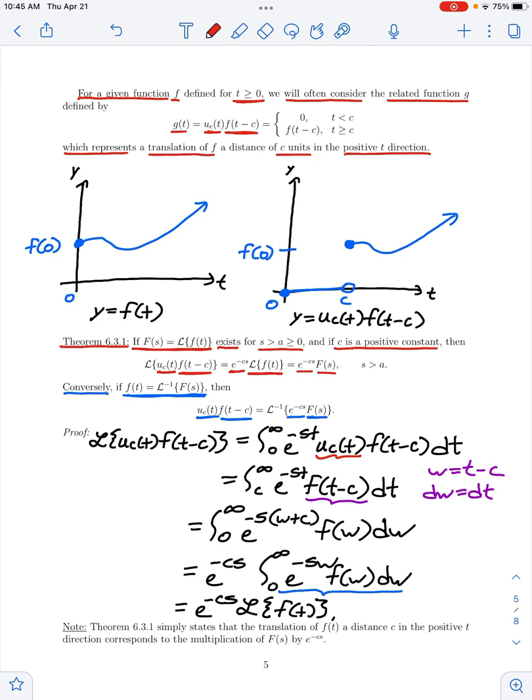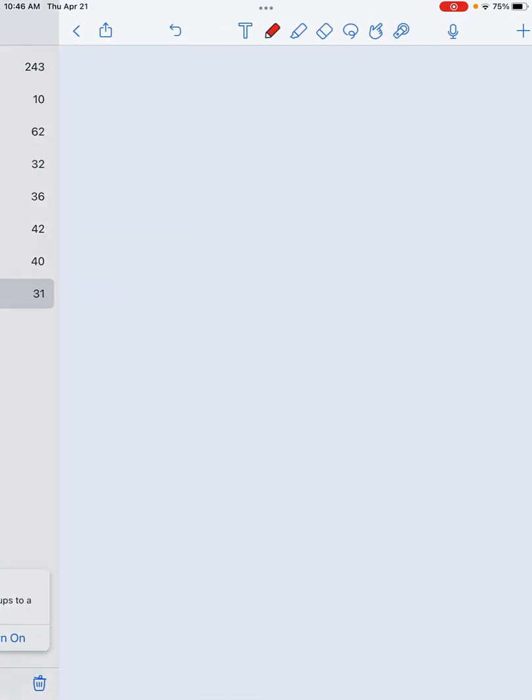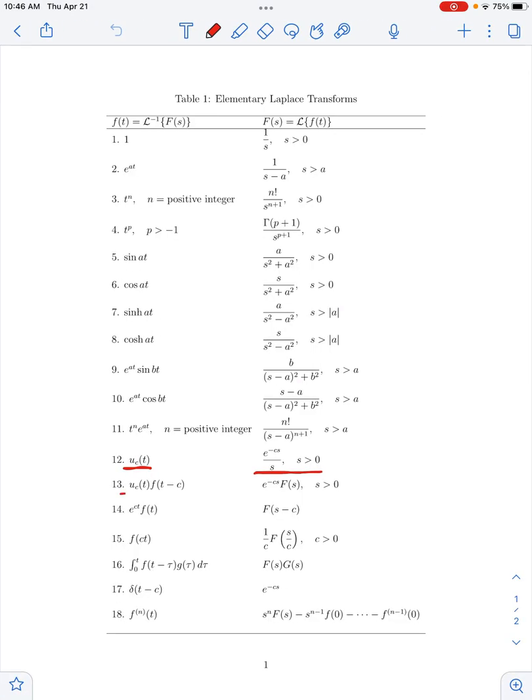So as a note here, what does this theorem say? Well, this theorem 6.3.1 states that the translation of a function f of t, a distance of c units in the positive t direction, corresponds to multiplication of the Laplace transform of that function by the exponential e to the negative cs. And this result, theorem 6.3.1, is summarized in our Laplace table as property number 13. The transform of a unit function times f of t minus c is e to the negative cs times the Laplace transform of the function that was being translated.